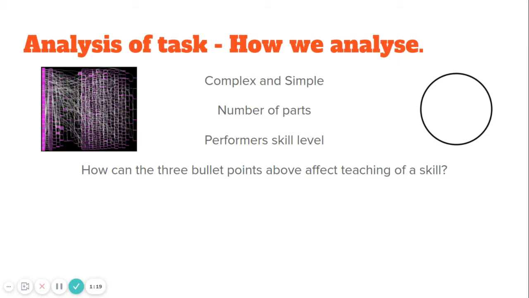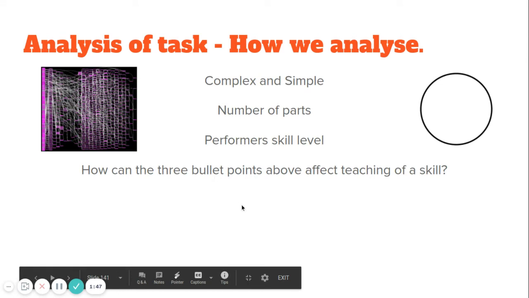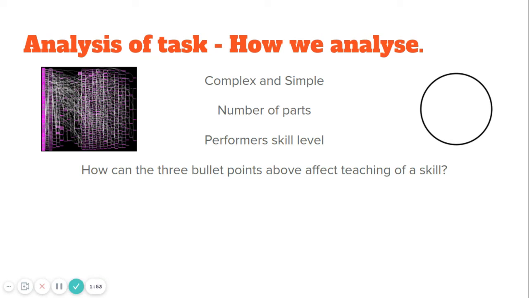So the first thing we need to do is think about analysis of task and how we analyze. Analysis of task can be broken down into complex and simple, the number of parts of the actual skill, and the performer's skill level. And at this point, we've spoken about differentiation and how we can use differentiation to impact individual performers in a larger group setting so that every individual makes progress. So how can the 3 bullet points above affect teaching of a skill? It might be a nice opportunity to pause the slides, have a think, and then press play when you are ready.